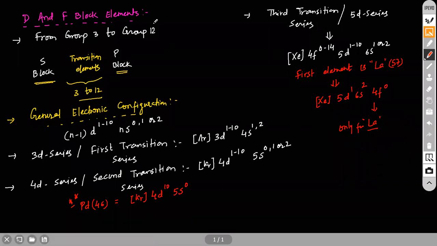Just a second. So then we'll finish this portion and then we'll start aromatic chemistry.